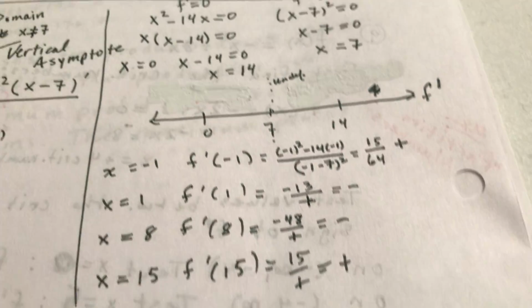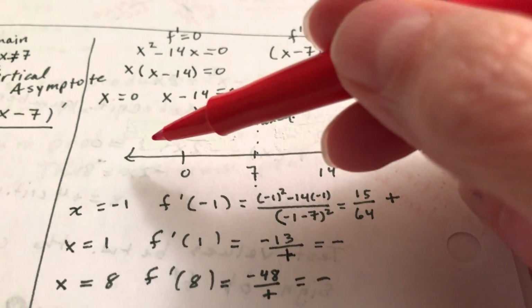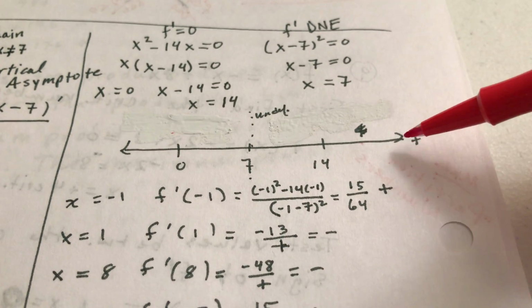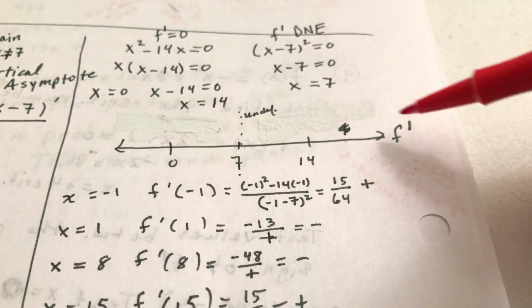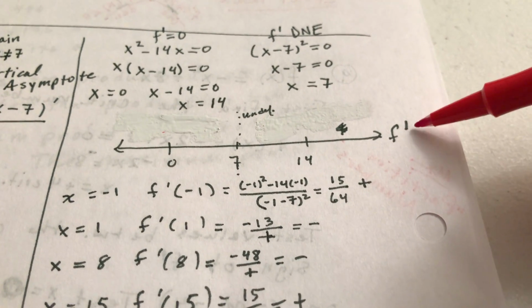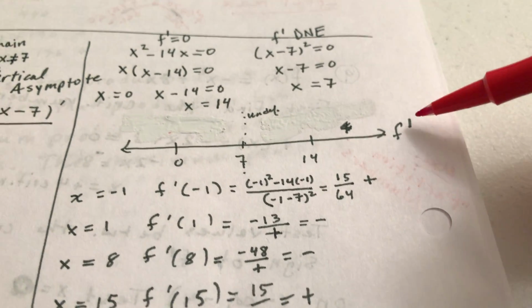So what do you do when you're doing this homework assignment? Make sure you draw your number line. Put an f prime on it because we're testing our f prime. Later we're going to do f double prime, and it will get confusing if you don't start labeling now.